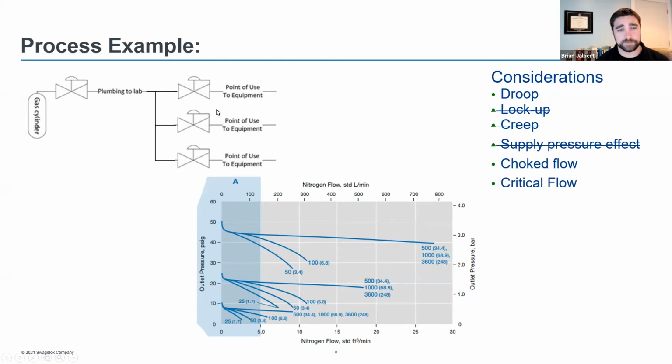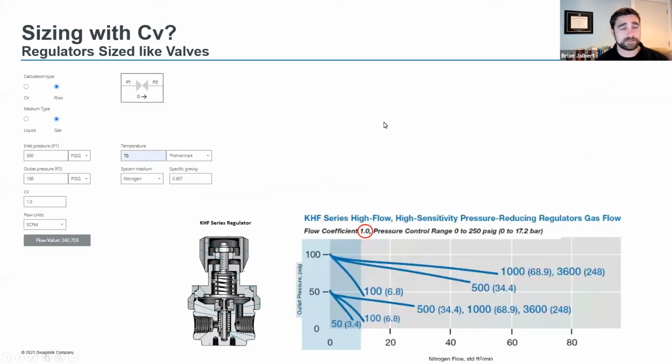So the first thing we're going to do is explain why we can't size with the CV rate. And I run into this a lot. On the left side of my screen, you can see our Swagelok CV calculator from our website. It's commonly used to size needle valves, ball valves, orifices, things like that.